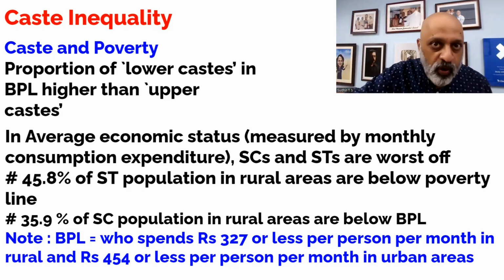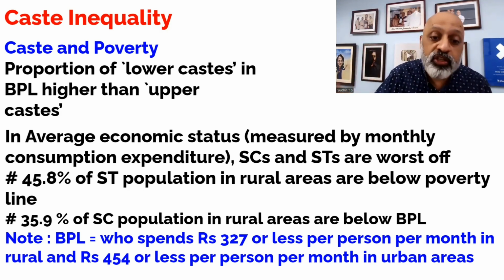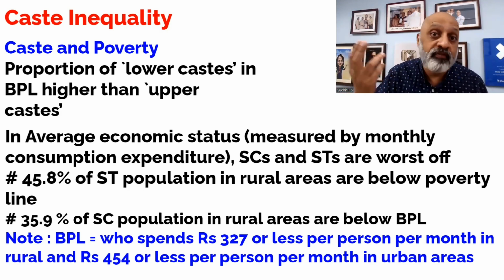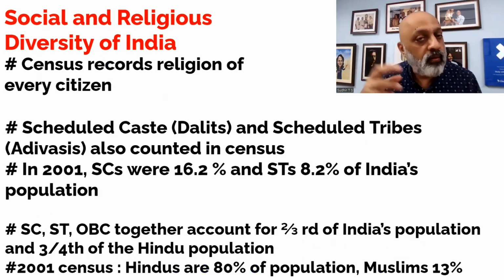Okay, the definition of poverty line is given below in blue. 36% of SC population in rural areas is below the poverty line, which is more than 1 in 3. Okay, this is the definition. Anyone who spends 327 rupees or less per person per month, or 554 in urban areas.